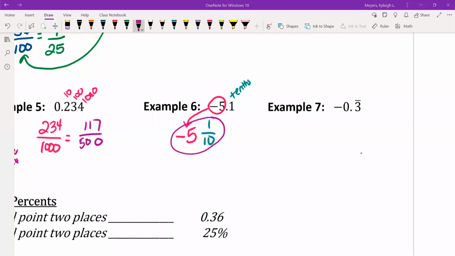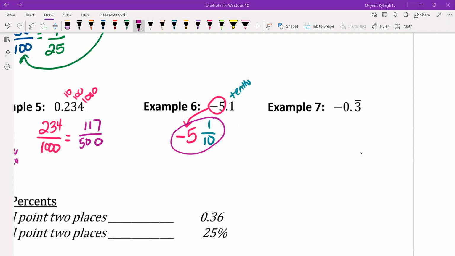Okay, so just like before, we just look at the decimal places and it's to the tenth, so I make it 1 over 10. And the whole number just comes in front. Now it's a mixed number instead of a regular fraction. So that's it. What do you notice about example 7 that's a little different?